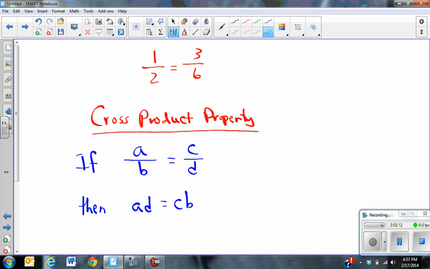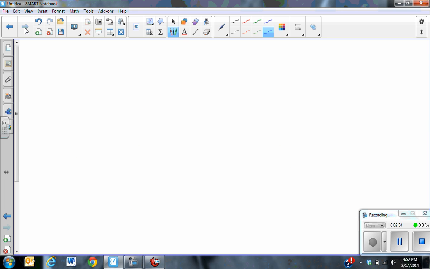What must be true about B and D? Do you remember? Check and make sure B and D are not 0. Okay, that's called the cross product property. And it's going to make solving proportions so much easier. Okay, so if we just take some proportions that we had from yesterday, you'll see how great this works.